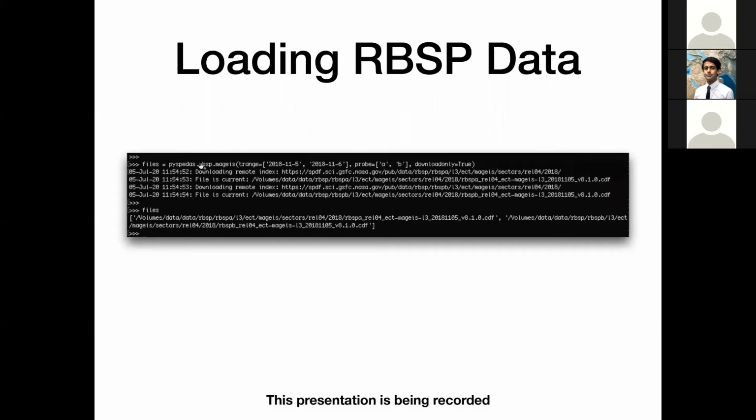And so, for instance, remember the download only keyword. In this case, we're calling pySPEDAS.rbsp.mag.eis, and we set the time range to November 5th, 2018, and set the probe to A and B, and we set download only to true. So in this case, it goes out and makes sure that we have the files. Since I already had the files locally, it just says file is current. But if I didn't have the files locally, it would download the files, and then it would return the file names. Since we set download only equals true, it didn't load it into tplot variables. It just returned the file names.